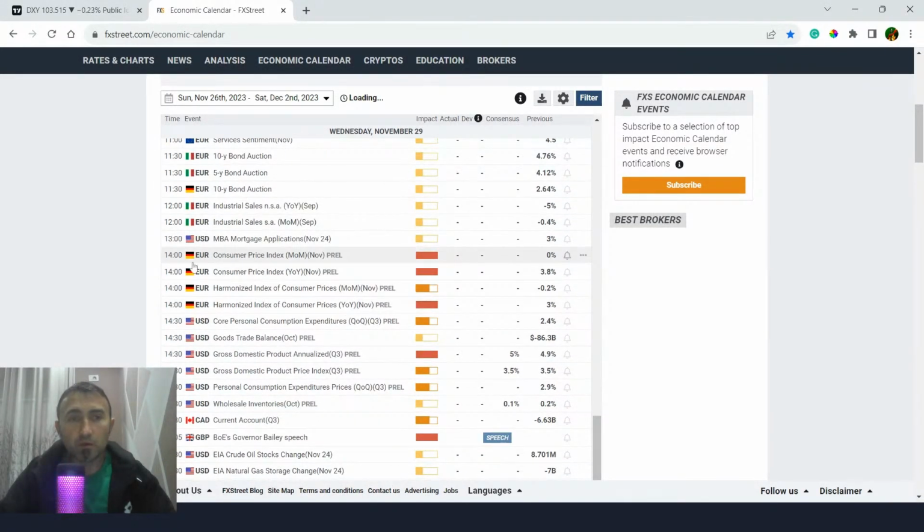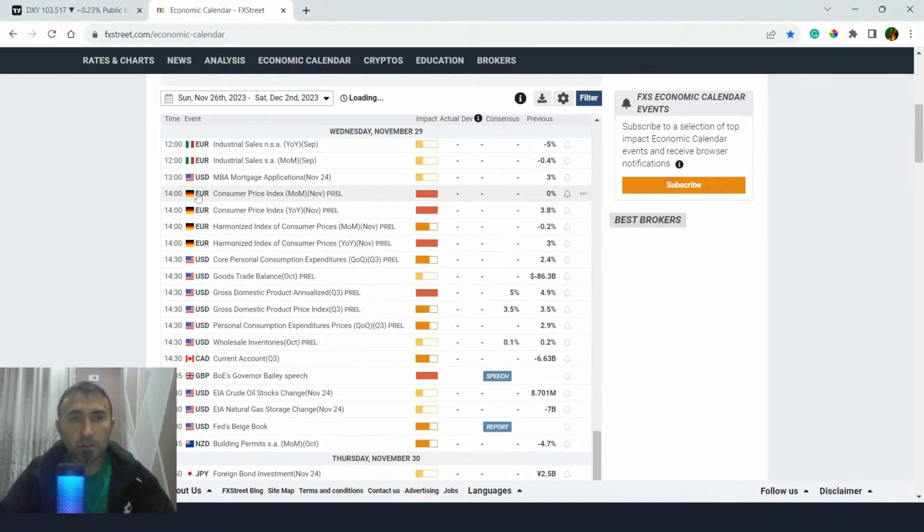Near the opening of the US market, we have data from Germany: consumer price index, very important data. This will give us a brief idea about the consumer price index for the Eurozone, considering that Germany is one of the biggest economies in the Eurozone.